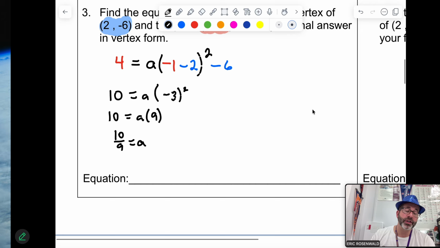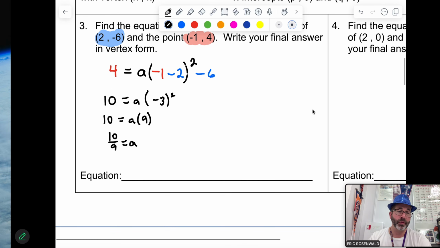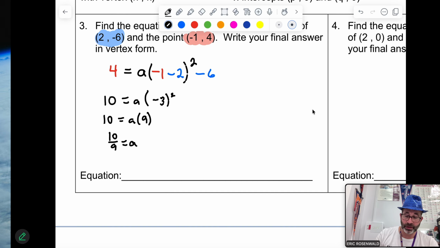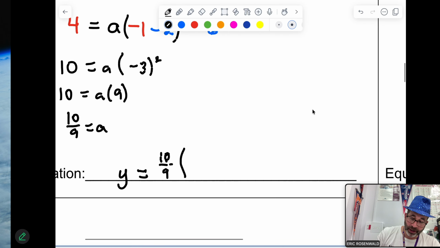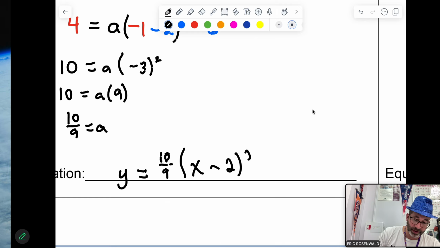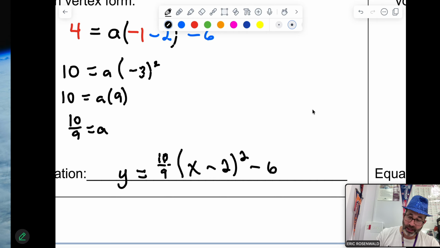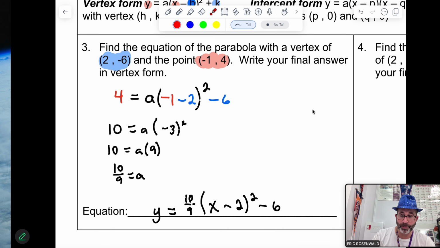So the equation then is the equation that we had with the h, k, and the a. We leave the x and the y out of it. So we're going to have y is equal to my a, 10 over 9, times x minus my h, which is -2, squared, and then -6. Everything we used in the problem from up above, the -2 and the -6, should still be there.